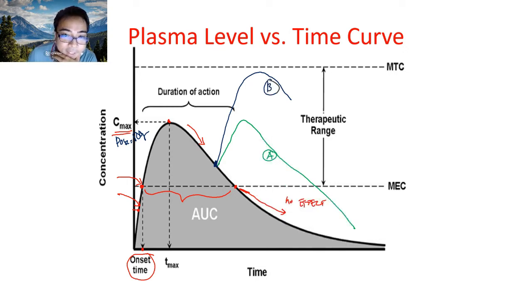If I give the next dose, ang dose ko, class, is still 500 milligrams. Okay? Will it look like B or A? Ang magiging itsura ng next graph. Alright? Okay, very good. Okay, why did you say B?